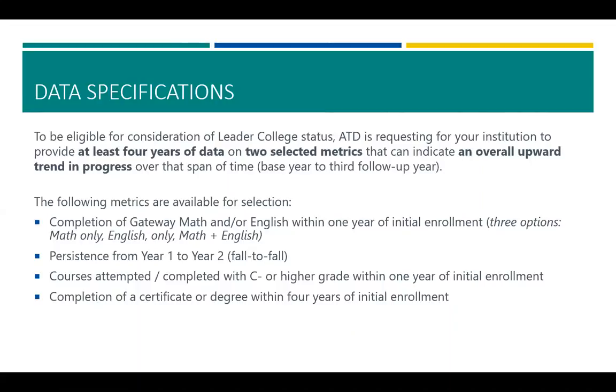Right. Number of courses attempted versus what they took. And then completion of a certificate or degree within 4 years of initial enrollment. So essentially the 4-year graduation rate, also including certificates.